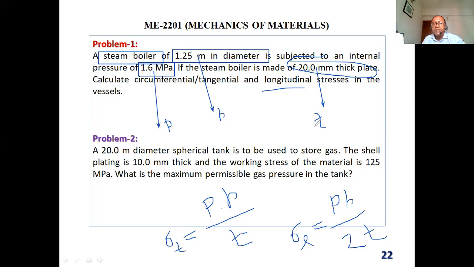Okay. So the mistake we made: we have to mention, first you write what data is given, then you have to prove that Ri is greater than 10T. If we satisfy this condition, then we'll say this is a thin wall pressure vessel. So I can use this formula. Okay.